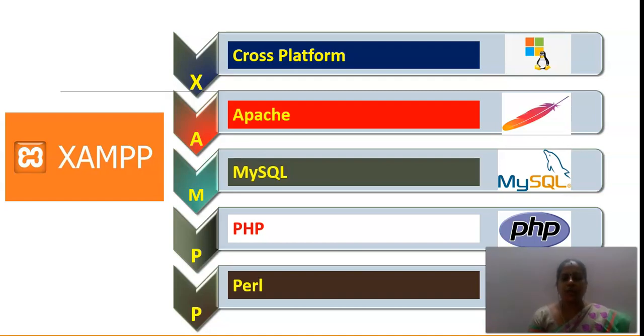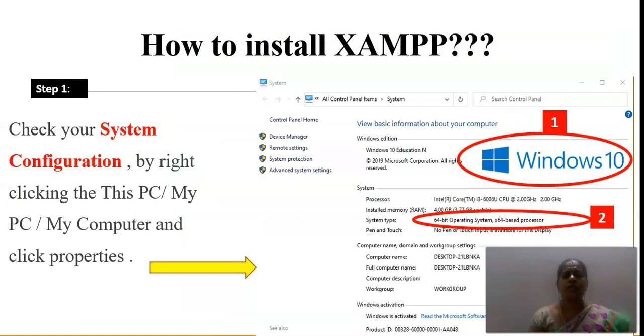So let me see the expansion of XAMPP, where X stands for cross-platform. It means that this can be executed in any kind of operating system like Windows, Linux and all. And A is Apache, M is MySQL, P is PHP, and another P is Perl. So let me see how to install this XAMPP.